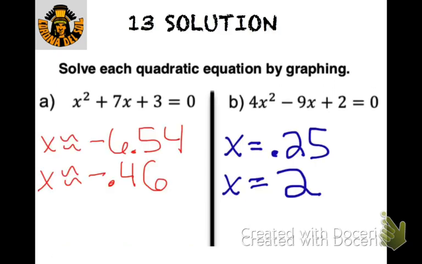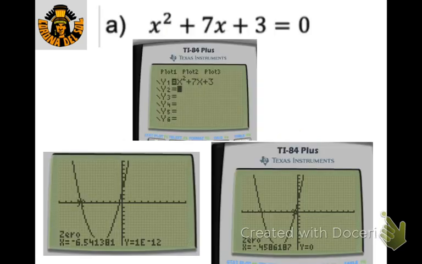I try to put some screenshots as well on here, but those are the answers that you get when you use the calculator. This is what I got when I was doing it. One of the zeros turned out to be the negative 6.54, which is right there. And the other one right there is negative 0.46 when you round it. Hopefully you've asked me about that if you're not sure.